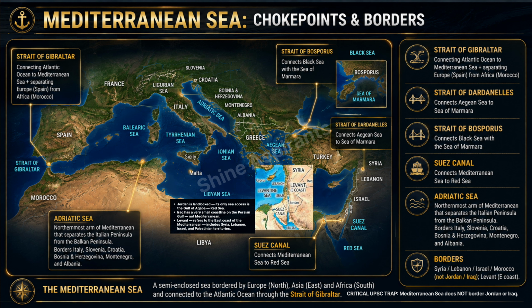Critical UPSC trap: Mediterranean Sea does not border Jordan or Iraq. Jordan is landlocked, its only sea access is the Gulf of Aqaba, Red Sea. Iraq has a very small coastline on the Persian Gulf, not Mediterranean. Levant refers to the east coast of the Mediterranean, includes Syria, Lebanon, Israel, and Palestinian territories.